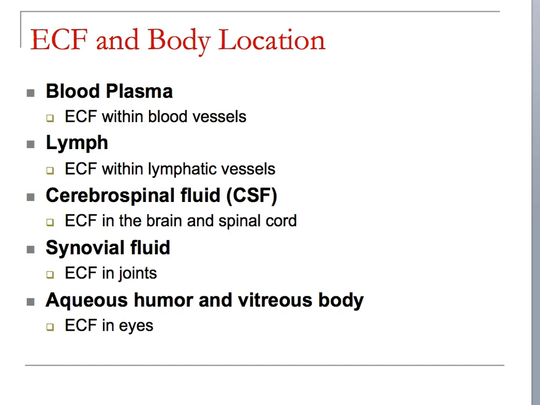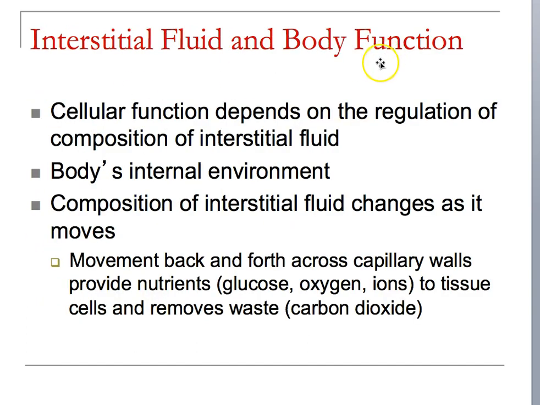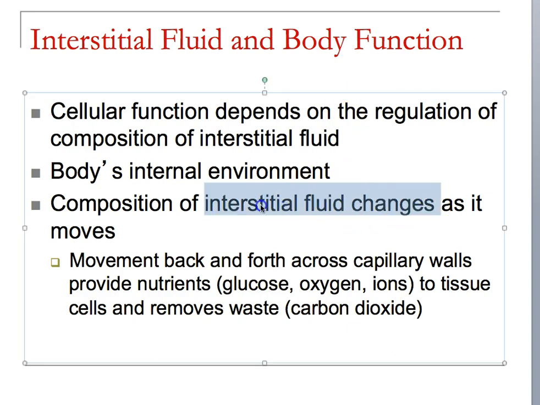The pooling of the interstitial fluid is what we're going to call extracellular fluid as blood plasma. Lymph is going to be interstitial fluid. That becomes lymph. Cerebral spinal fluid inside the brain and the spinal cord. You get the pattern here, I hope. And you'll notice even inside the vitreous body of the eyes, you actually have to have a certain amount of fluid inside of these spaces for them to function. That interstitial fluid depends on the regulation of the body's internal environment, and then how we actually get it to change.